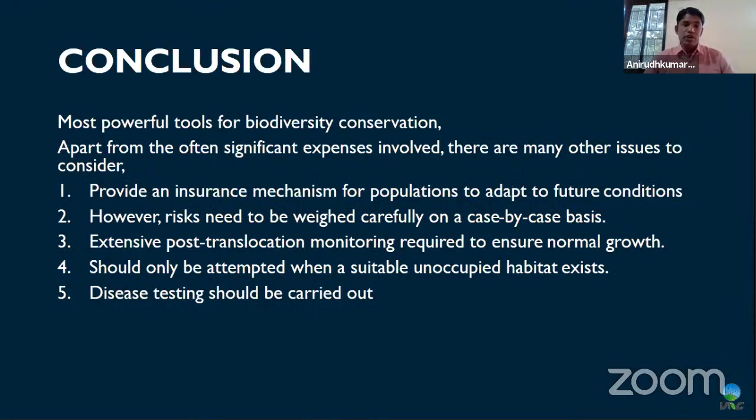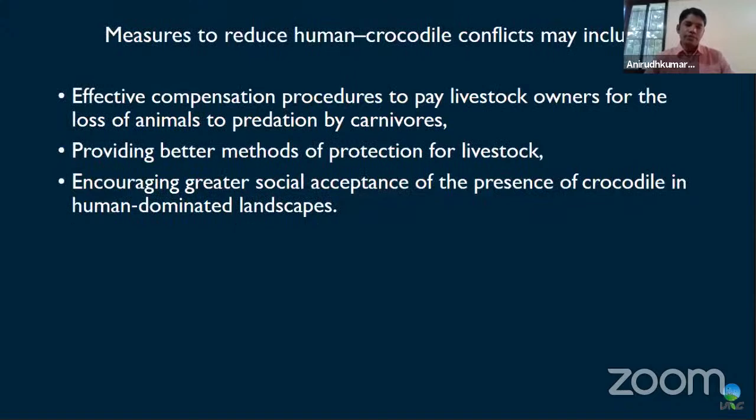So to conclude, I would say that translocation is a very important, very strong, very powerful tool in biodiversity conservation if done in a very proper way. However, there is a risk for the animals which are being translocated. There is a chance of mortality, there is a chance of stress. So certain things need to be taken care of: there should be post-translocation monitoring of the species, a suitable area is identified, and disease testing is carried out on the animals that are being translocated. When you take care of these things, I think translocation can work in the shorter term, but in the longer term, I don't think it's a solution.